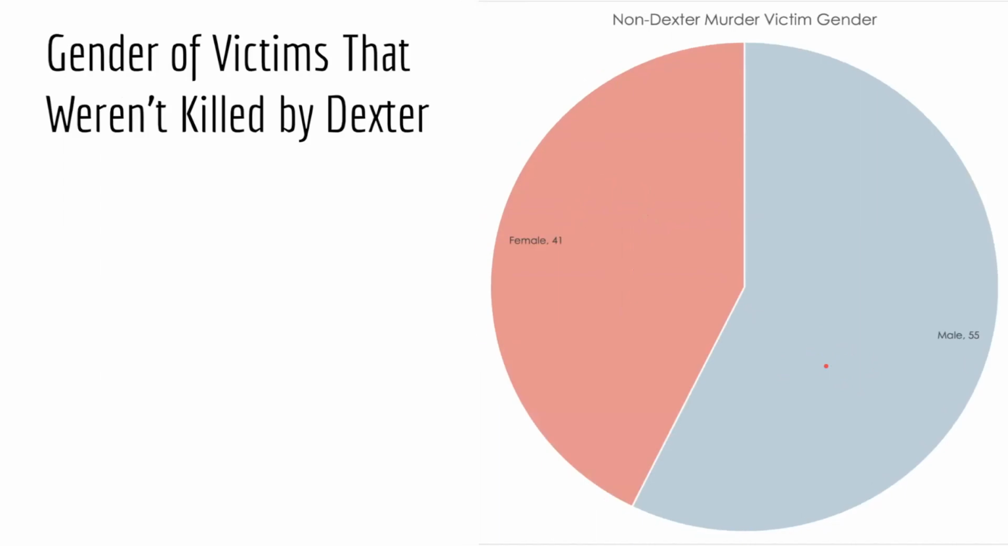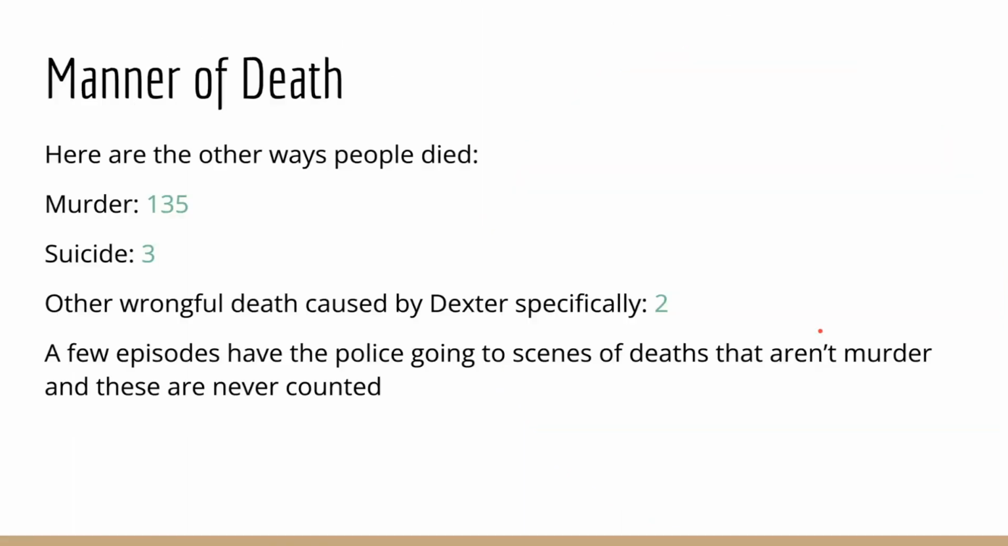So I also made this graph, which is the gender of the murder victims that weren't killed by Dexter, which is a little more even, but it's still mostly male, with 41 female and 55 male. And then the manner of death, so it's the ways people died. 135 were killed by someone else, 3 killed themselves, and then there's the other 2 wrongful deaths caused by Dexter specifically.